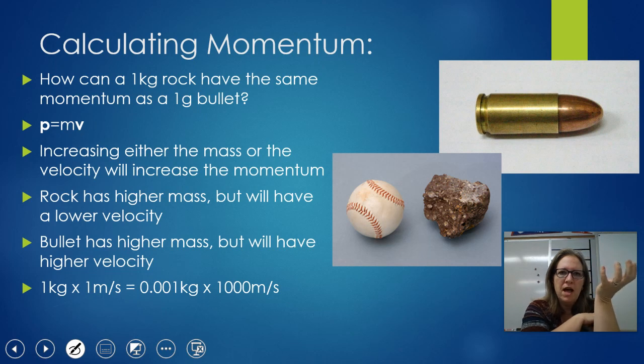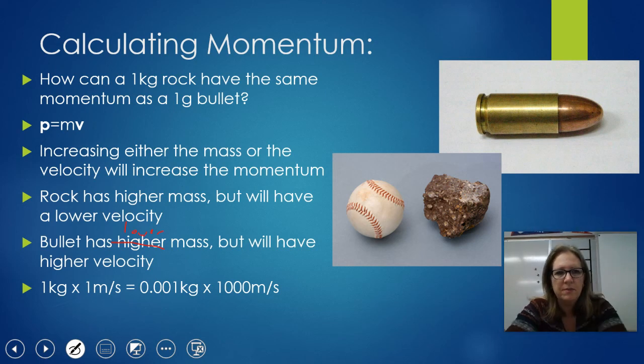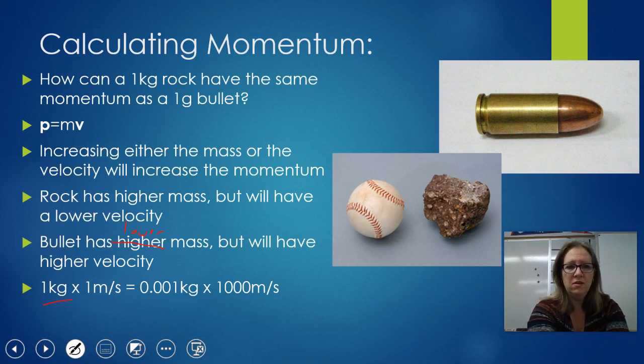Since the rock has a higher mass, it's going to have a lower velocity. I can only throw a rock a certain velocity, okay? The bullet, this should say lower, has a lower mass, I must have been in a hurry when I made this one, excuse me, but it has a much higher velocity, okay? So 1 kilogram rock, let's say I can throw it at 1 meter per second.